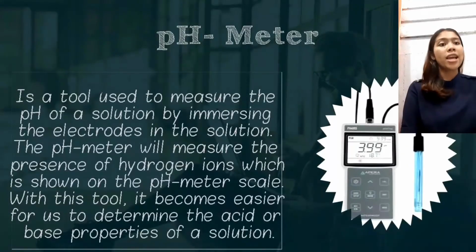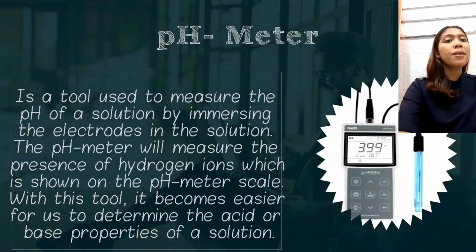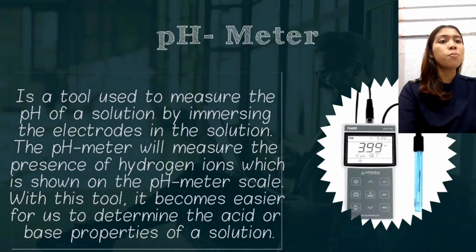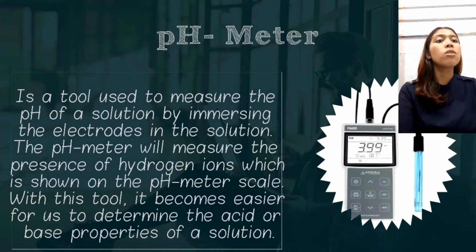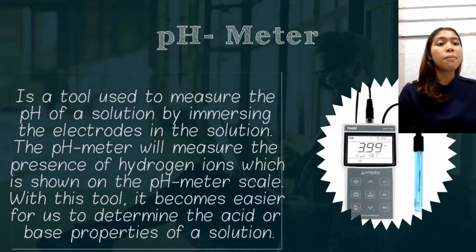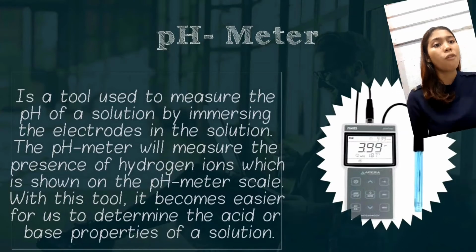Next is about pH meter. A pH meter is a tool used to measure the pH of a solution by immersing the electrode in the solution. The pH meter will measure the presence of hydrogen ions, which is shown on the pH meter scale. With this tool, it becomes easier for us to determine the acid or base properties of a solution.